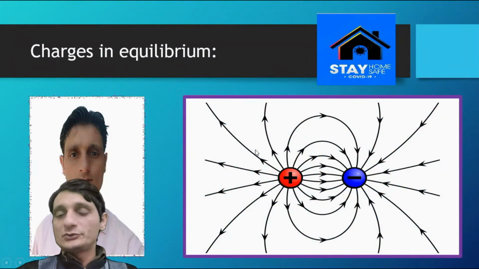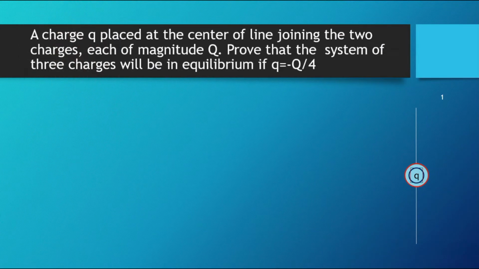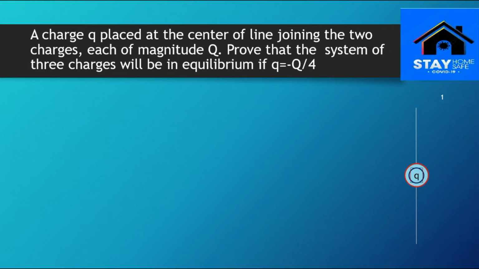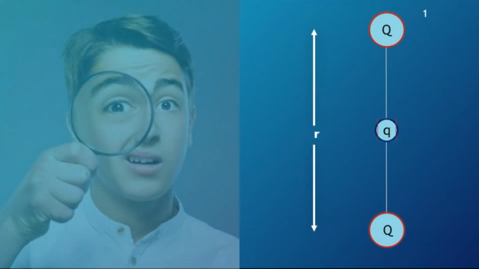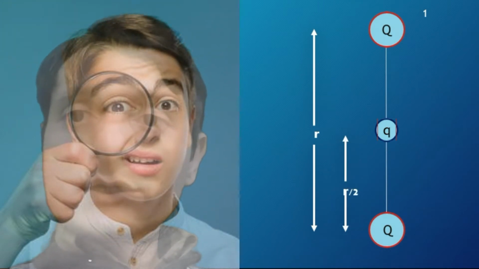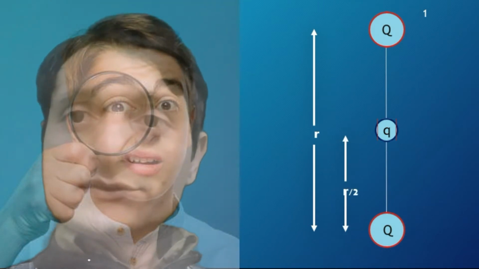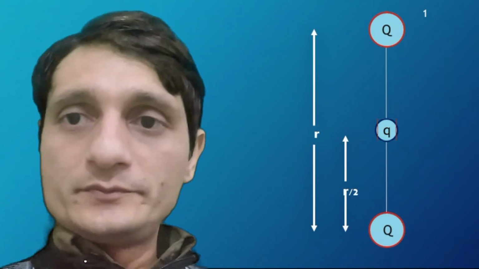In this short video tutorial we shall learn about charges in equilibrium. So today's problem is, if we place a charge small q in between two charges which each have charge capital Q, we need to prove that q will be equal to negative Q by 4. So students, we have a charge small q which is in between two charges which are capital Q.